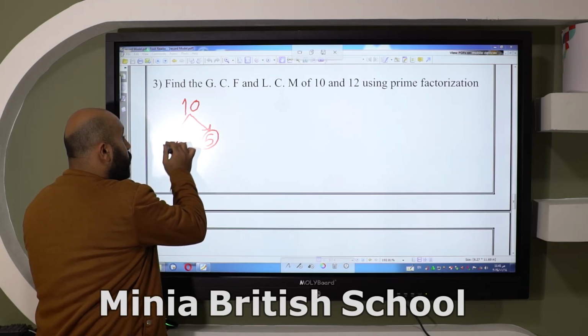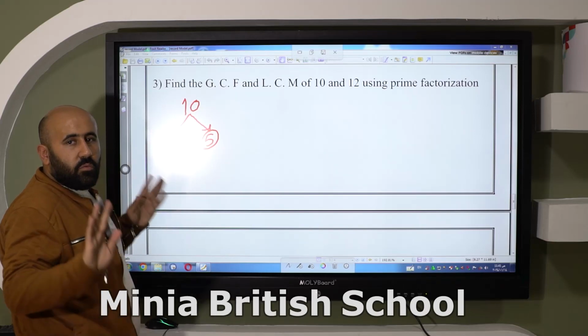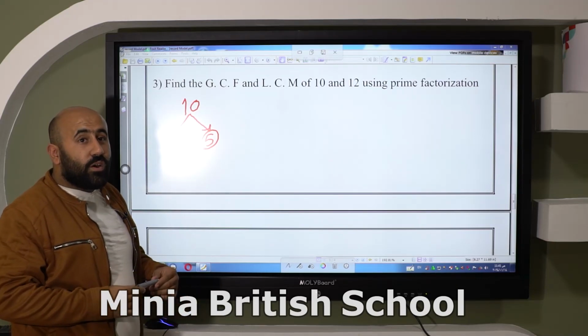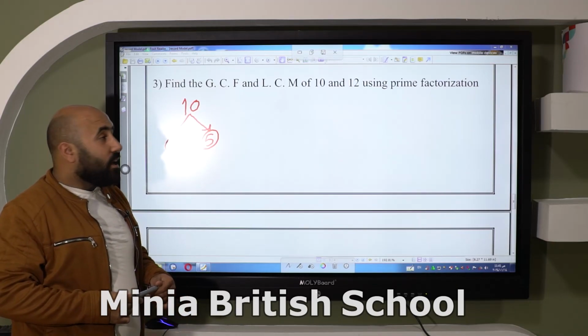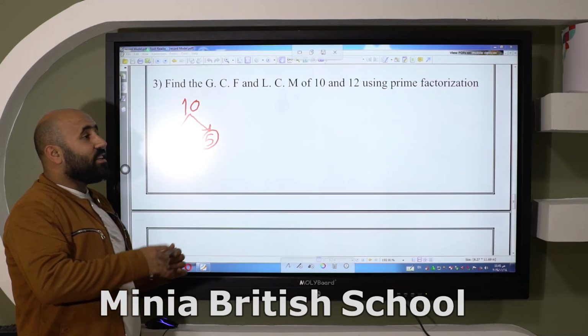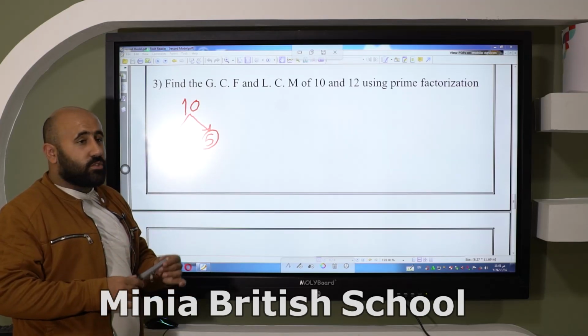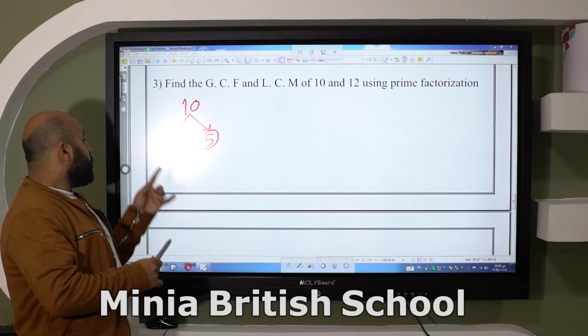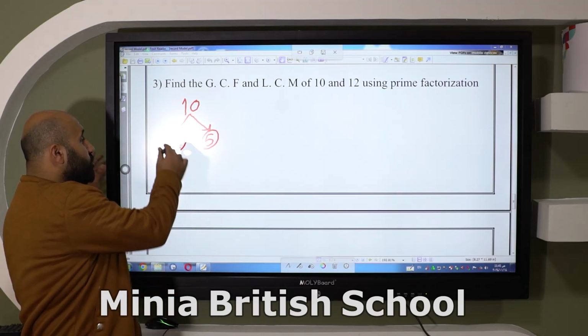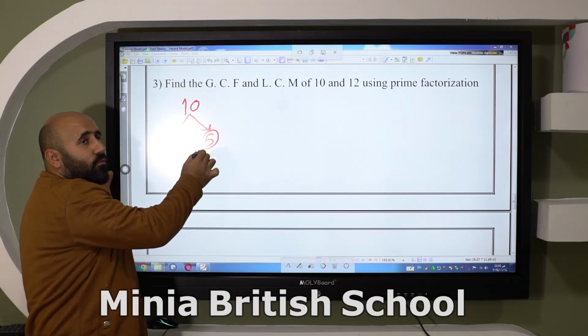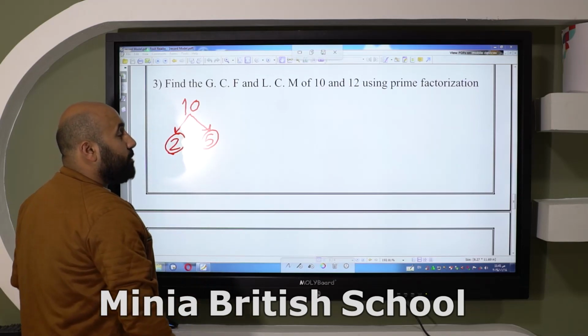Someone says, what about 10 times 1? Well, this is wrong, because 1 is not a prime number, and I must factorize the 10 into prime factors. So 2 times 5, the 2 is a prime number and also the 5 is a prime number. What about the 12?